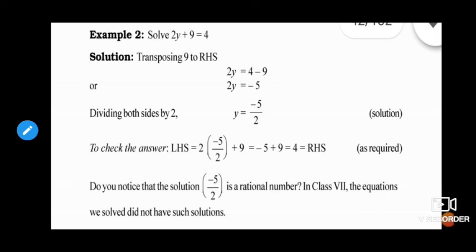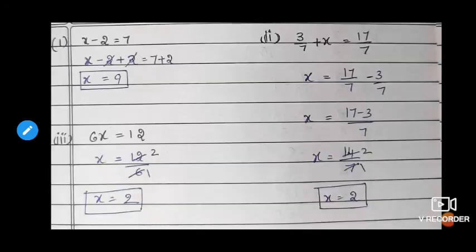Now we have an extra 2 here, which is in a multiplication. So this multiplication 2, if it goes to that side, becomes division by 2, that is minus 5 by 2. So the answer is y value minus 5 by 2. If we verify, children, we will get the same answer. Okay, next we will see exercise 3.1.